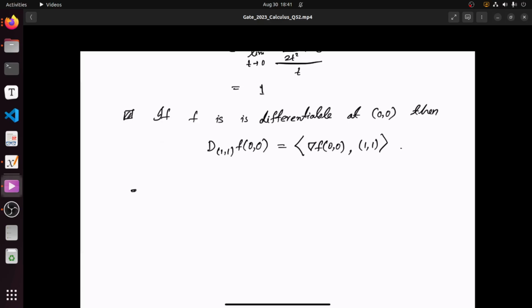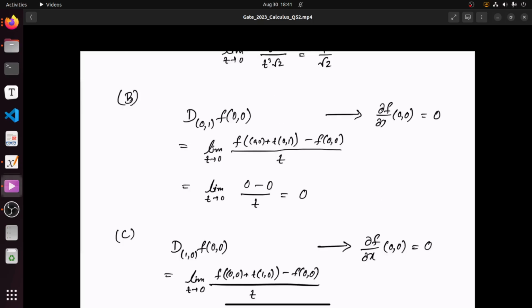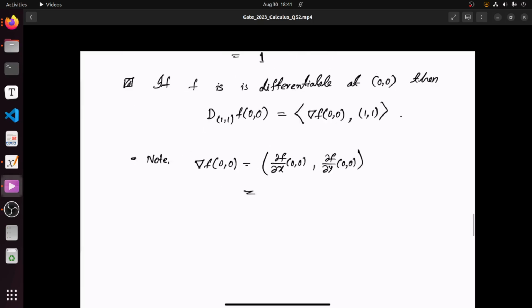Note, what is the gradient of f at 0 0? This we know: it is del f by del x at the point 0 0 and del f by del y at the point 0 0. Note that we have computed these two in B and C. So del f by del y is 0, del f by del x at the point 0 is 0. So this is 0 comma 0.